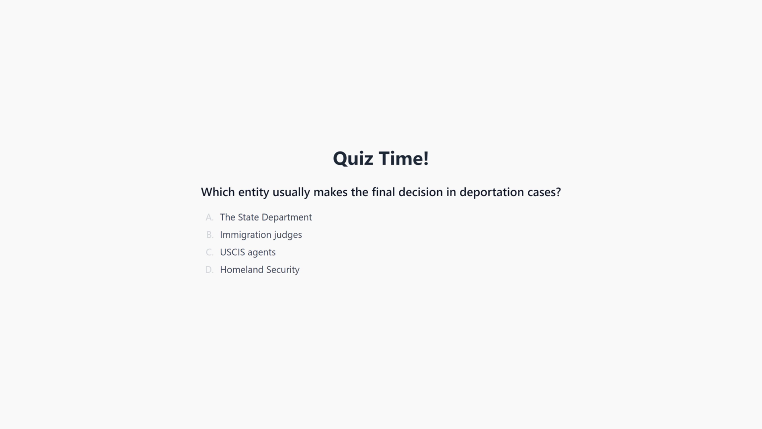Here's a quick quiz for you. Which entity usually makes the final decision in deportation cases? A. The State Department. B. Immigration judges. C. USCIS agents. D. Homeland Security. You may pause the video now to think about the answer. We'll discuss the answer in the next section.